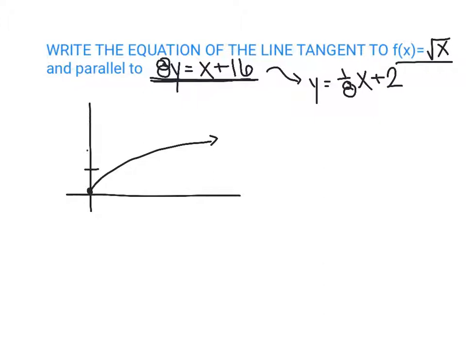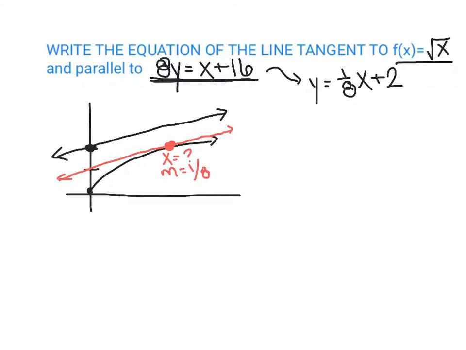The y-intercept is 2, and it's got a very slow, gradual, positive slope of 1/8. Now this line that I just drew in black is not tangent to radical x, but there is some tangent line out there that would be parallel. And so let's say there's my point of tangency, but I just don't know the x-coordinate. But you do know that the slope is going to be 1/8.